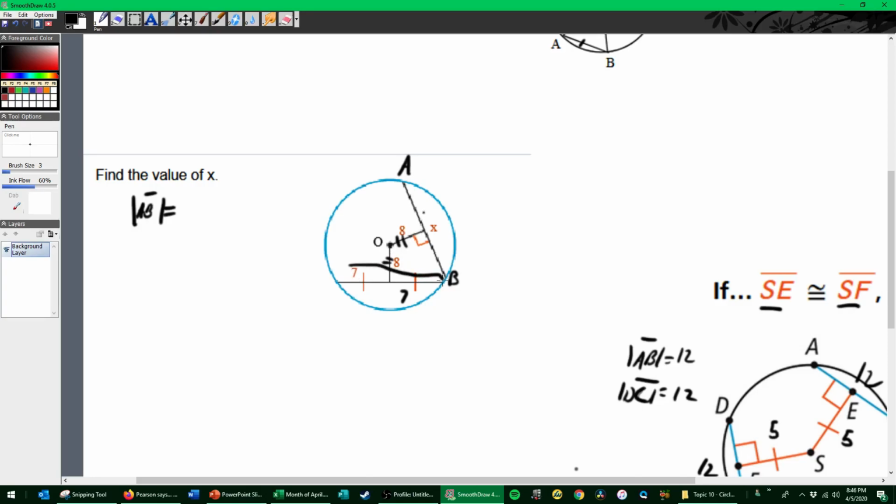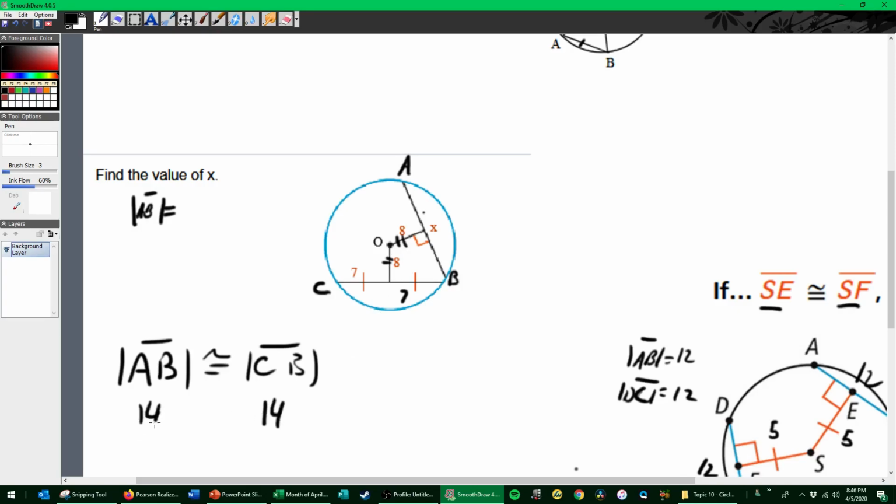This line and this line. So let's call this C. So now we know that AB is congruent to CB. So if CB is 14, then AB is 14. It's a pretty easy topic.